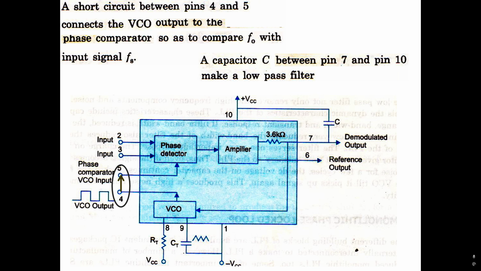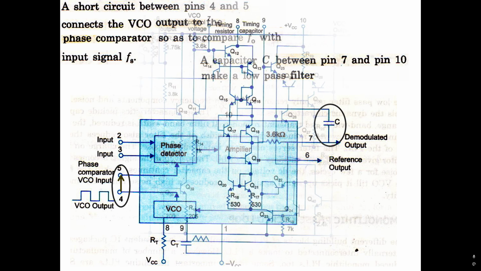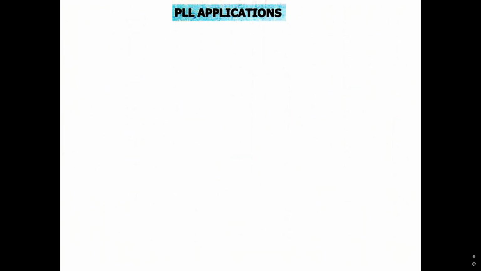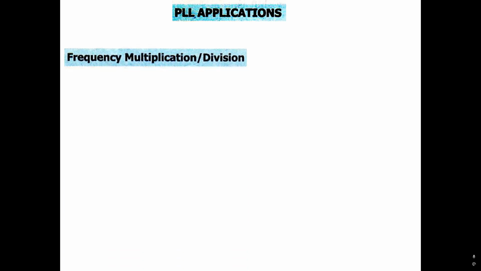A capacitor C between pin 7 and pin 10 makes a low pass filter. So this is the internal configuration, the complete internal configuration. Next we shall briefly see PLL applications, a few applications.